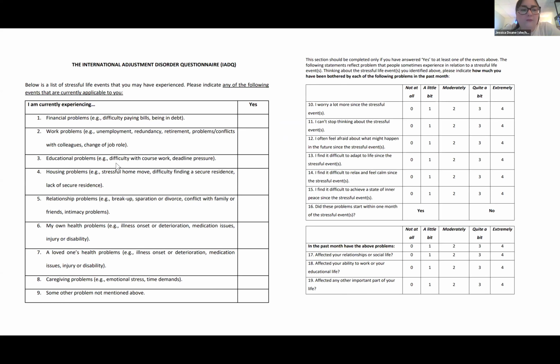So this here is that IADQ, and this is, as mentioned, self-report. So you have got all of these listed, and it says, I am currently experiencing, and then it asks you all of these things here, and it's literally just a yes checkbox question. Then you'll see the second page there. It's broken down into not at all, a little bit, moderately, quite a bit, and extremely. You only move on to this portion if you selected yes to any of the things listed in section 1 through 9. And then finally at the bottom there, questions 17 through 19 are broken down into the past month specifically. So how much have you been bothered by these things in the past month?